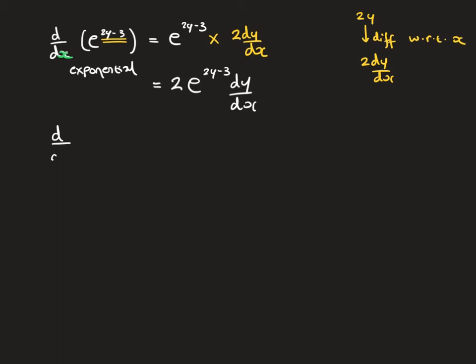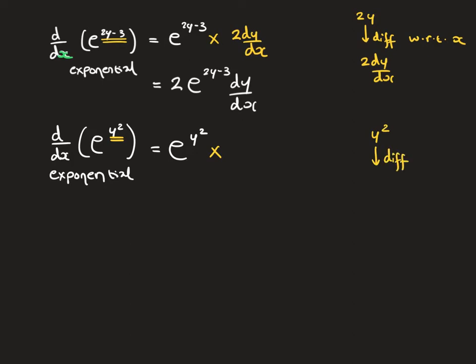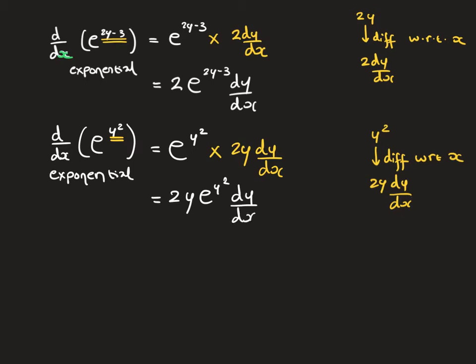What about this? d by dx of e to the power of y squared. Composite function. Inner function is y squared, but overall it's exponential. We know exponential functions differentiate to themselves, so it's e to the y squared, but we then have to multiply by the derivative of y squared. What happens if we differentiate y squared with respect to x? We get 2y dy by dx. Think back to how we did this previously. So we get this as our final answer. And the answers will start to look quite complex, especially when the original functions are perhaps more complex.